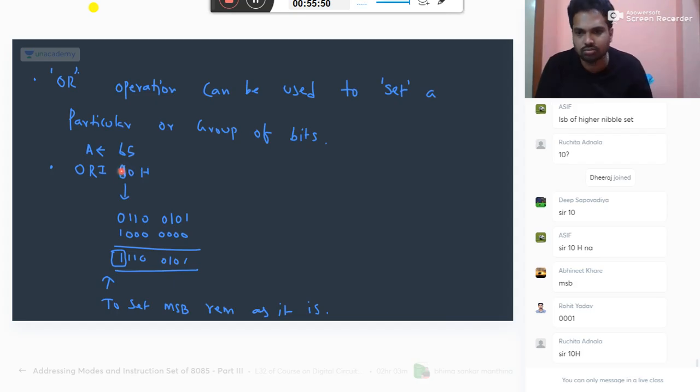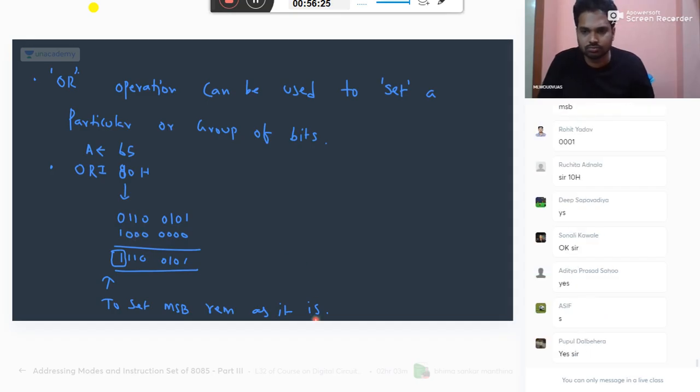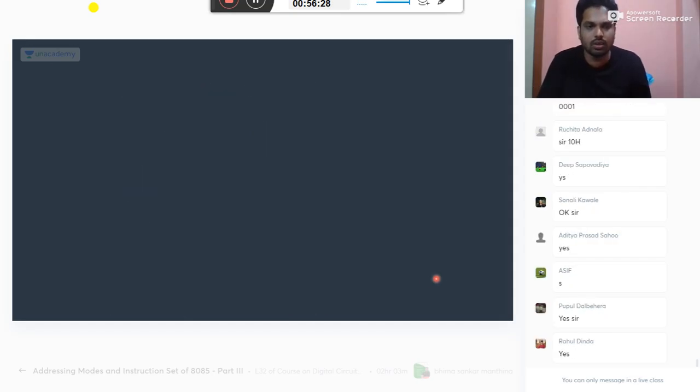Next, XOR can be used to complement a group of bits. Yeah, we see the MSB only, assuming signed magnitude representation. It will work in signed magnitude representation only. So XOR can be used to complement a group of bits or some particular bits.